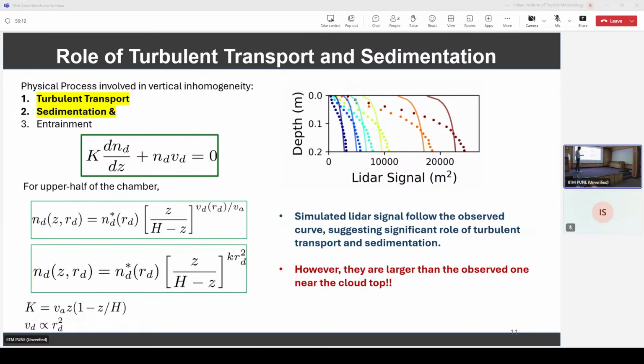Like here, the dotted line is the observation from the LIDAR, and the solid line is the calculated LIDAR profile based on this mathematical model. So they follow the trend, but they are quite offset. So what is happening at this particular top level?